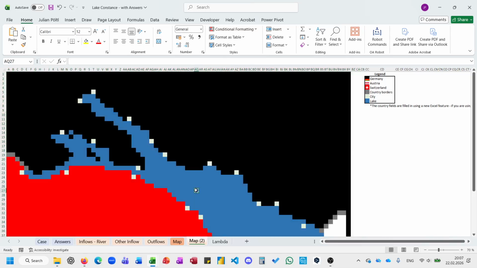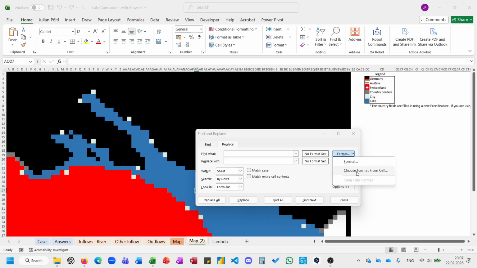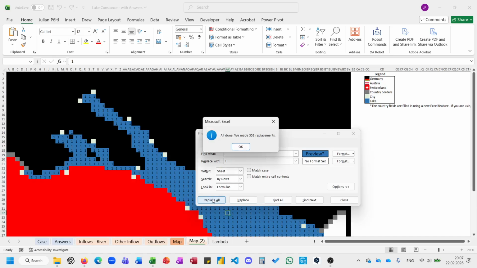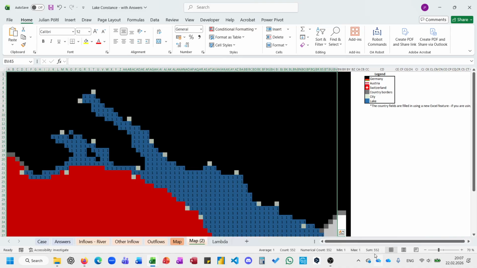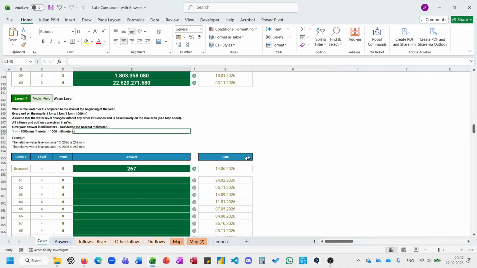And then Control H. Choose format from cell. Replace with 1. And you then know 552. That's the first hint, because that is the square kilometers of the lake, because every cell is 1 kilometer times 1 kilometer. All inflows and outflows are given in cubic meters per second. Give your answer in millimeters rounded to the nearest millimeter.